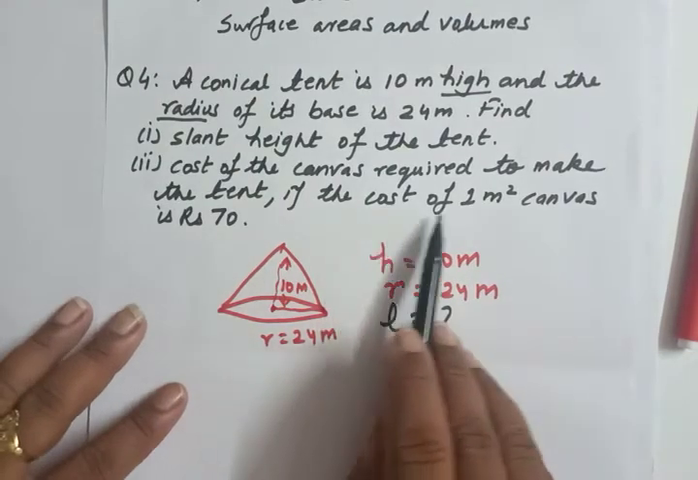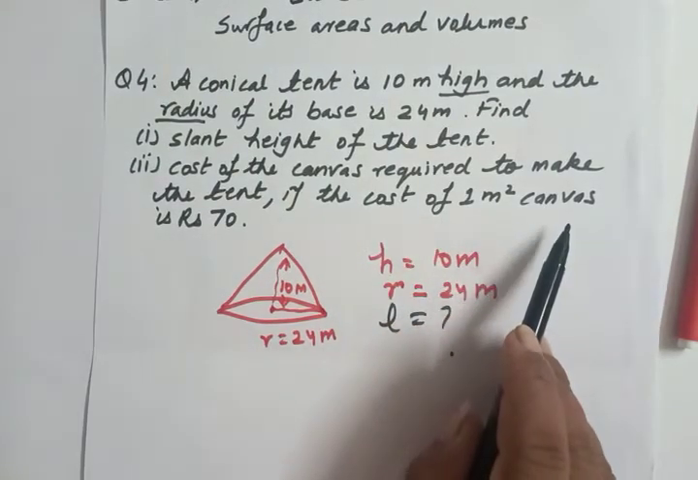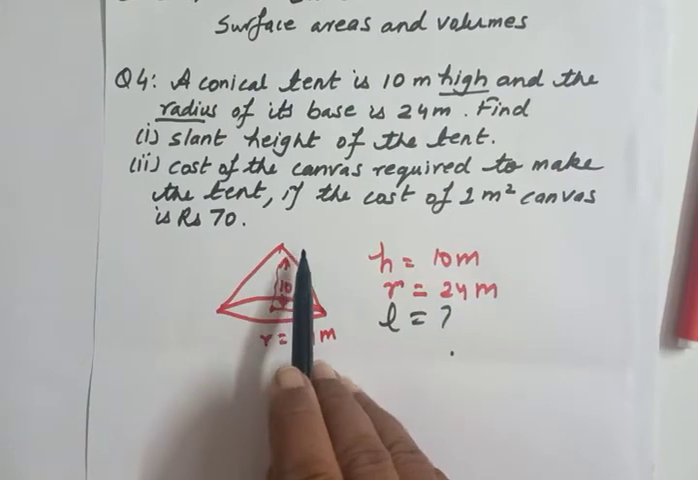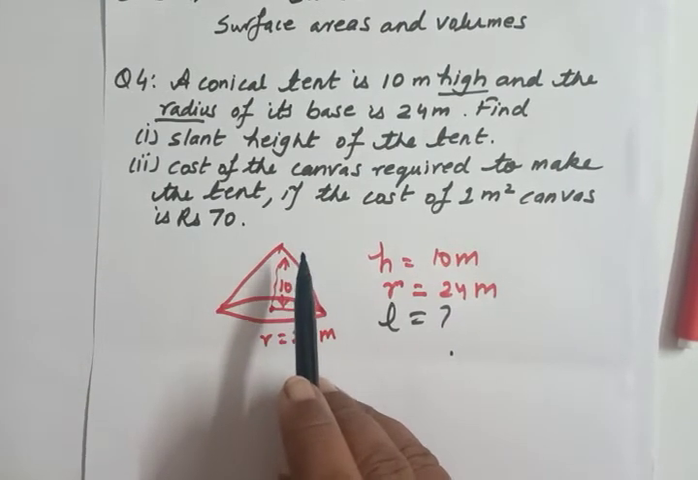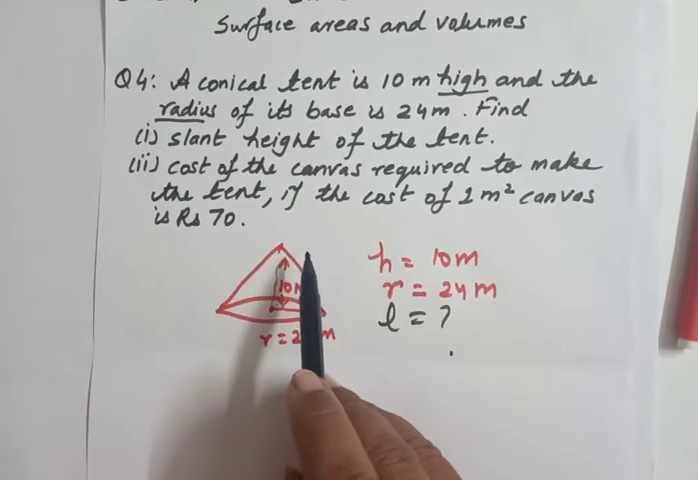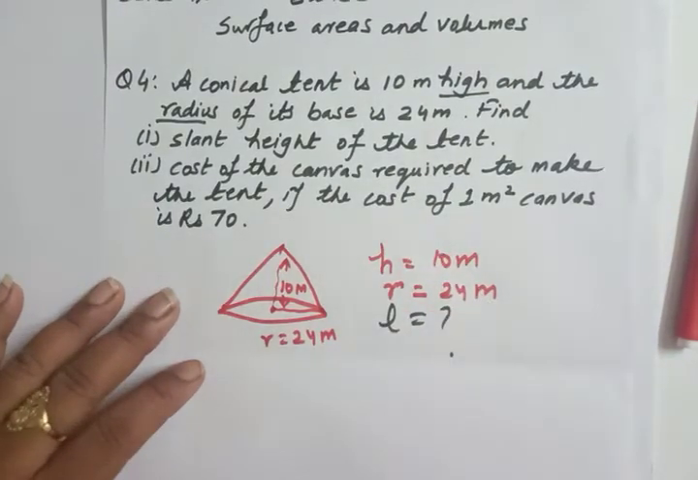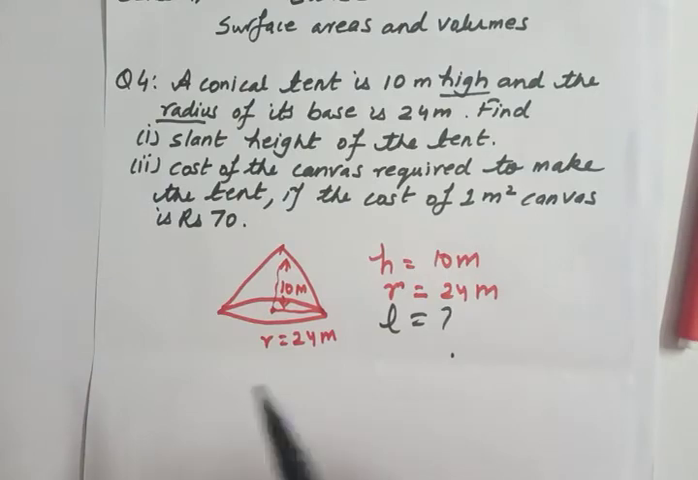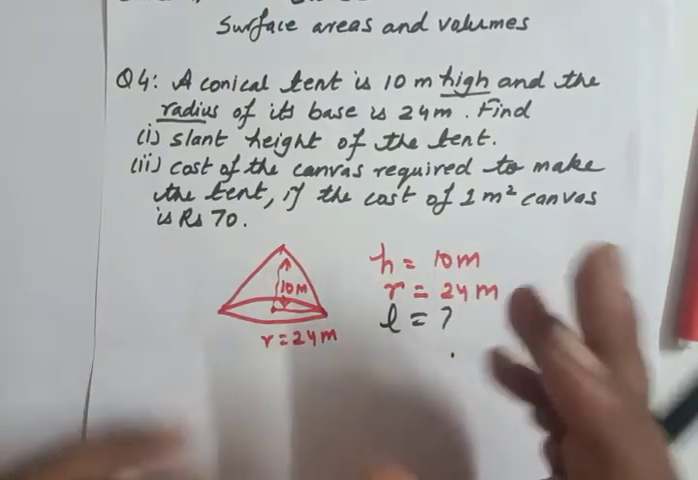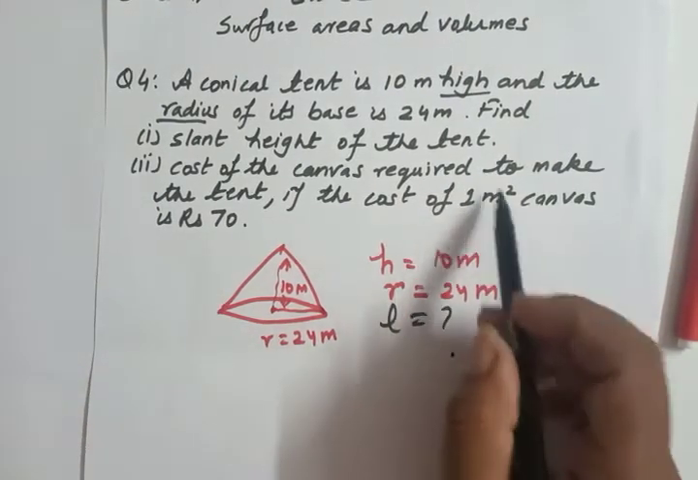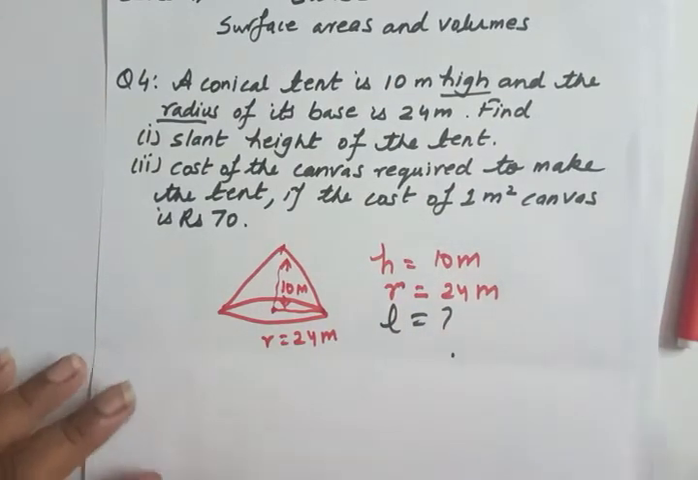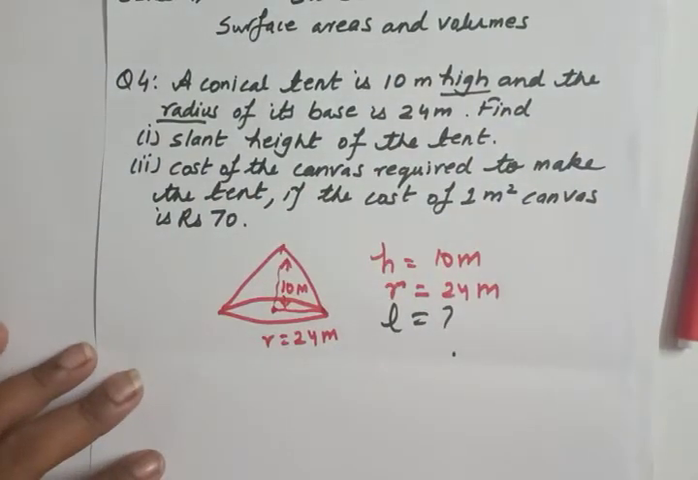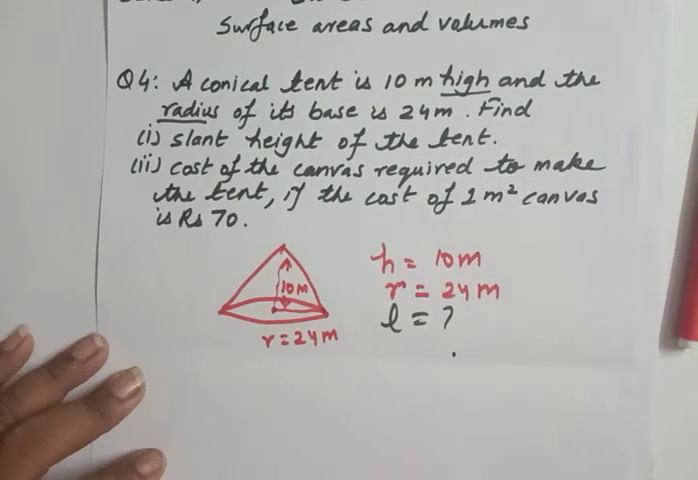And if the cost of 1 meter square of canvas is rupees 70, as we know that the surface area always comes in a meter square, in a square unit. Here, because the meter unit is given to us, it will come in the meter square, and always the volume comes in a cubic unit. So 1 meter square is given to us for rupees 70. So we will first of all solve this. First of all, find out the slant height of the tent.